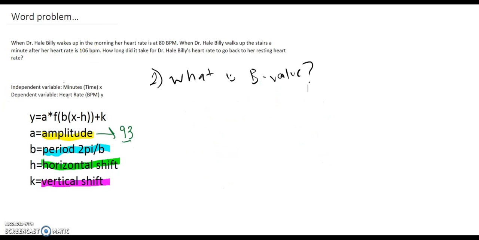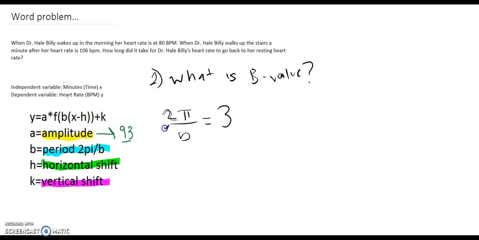Our second question is, what is our b value? Our b value is plugged into the equation to find period, which is 2 pi over b, which equals our b value. Our b value would be 3, because that is the time it takes for a full cycle to be completed.